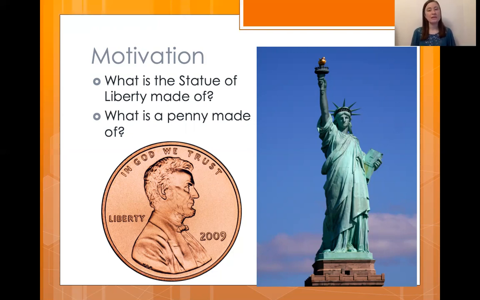Well, it turns out that even though they're both made of copper, the copper that's in a penny is different than the copper that's in the Statue of Liberty. In particular, the copper in the Statue of Liberty has become what's called oxidized, which is a fancy way of basically saying it's rusted. And so the copper in the Statue of Liberty has formed a compound, and that compound has different properties than just the pure element of copper.